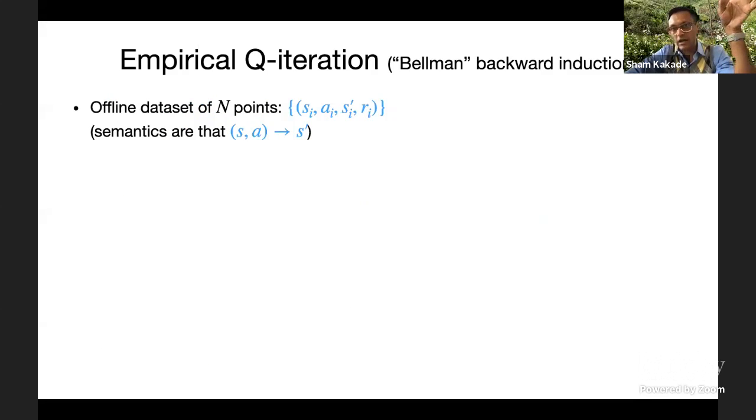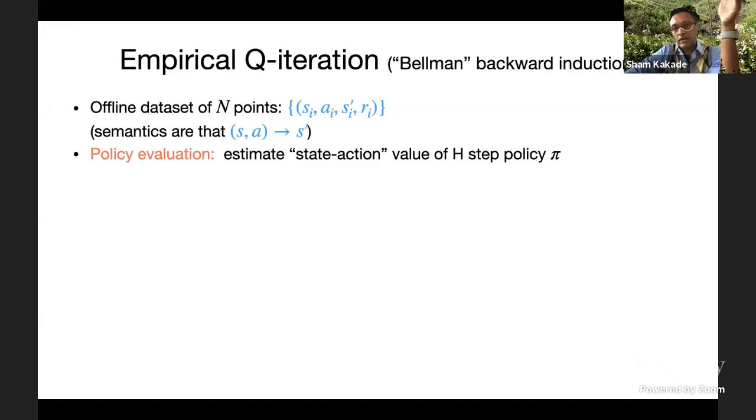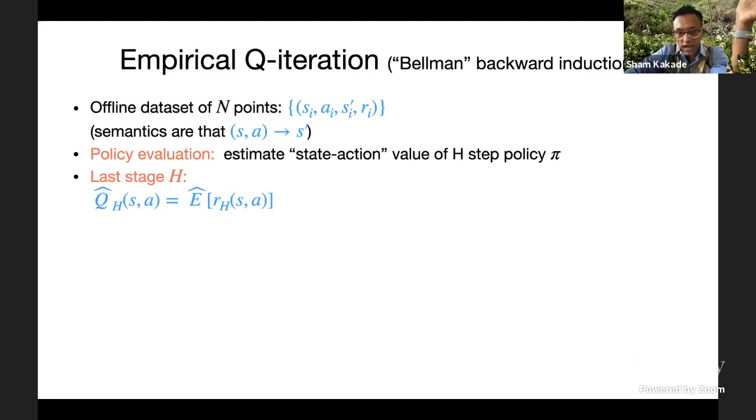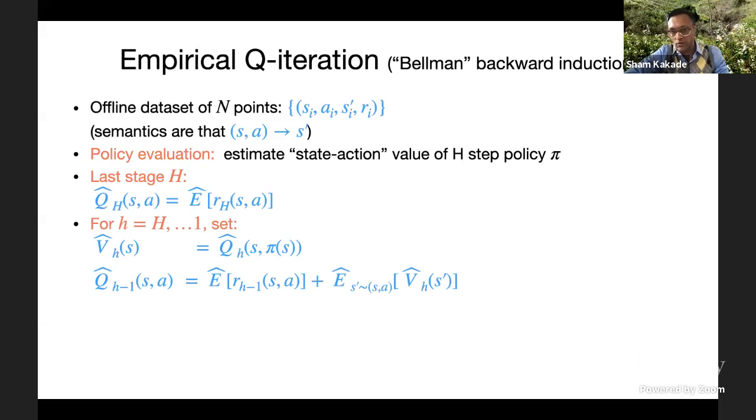Okay, and one standard approach is just do this backward induction, this fitted Q iteration. So take your offline data set, and we want to estimate the value of this policy pi, and we just move backwards with the usual notation. So Q hat, we just set it to be the empirical reward, and then you do these Bellman-based backups. Okay, so we're all familiar with this.